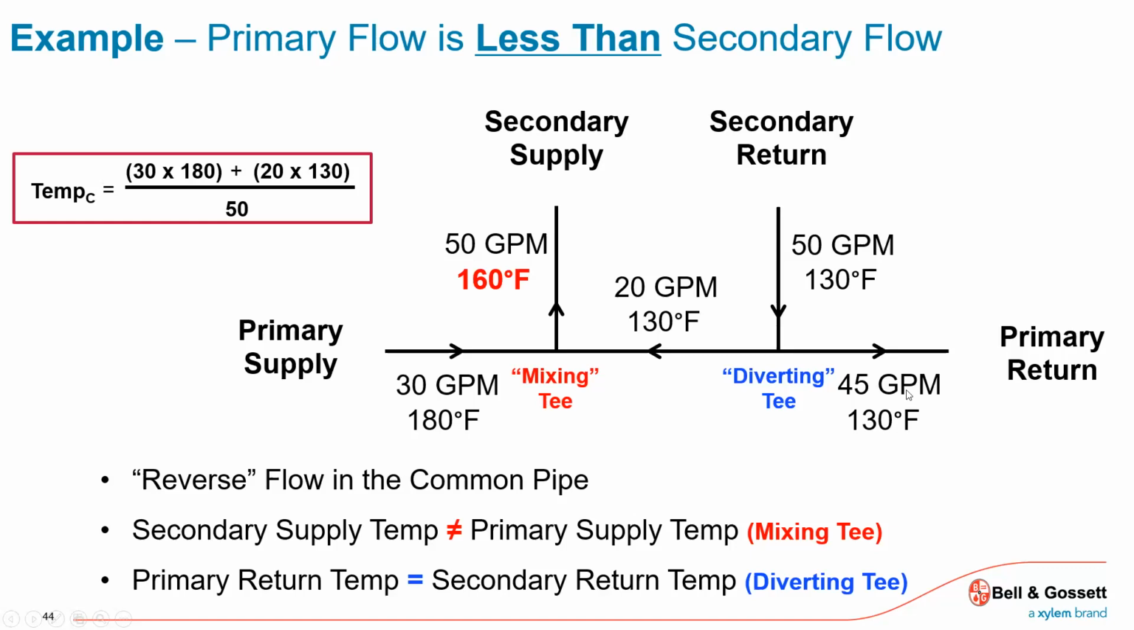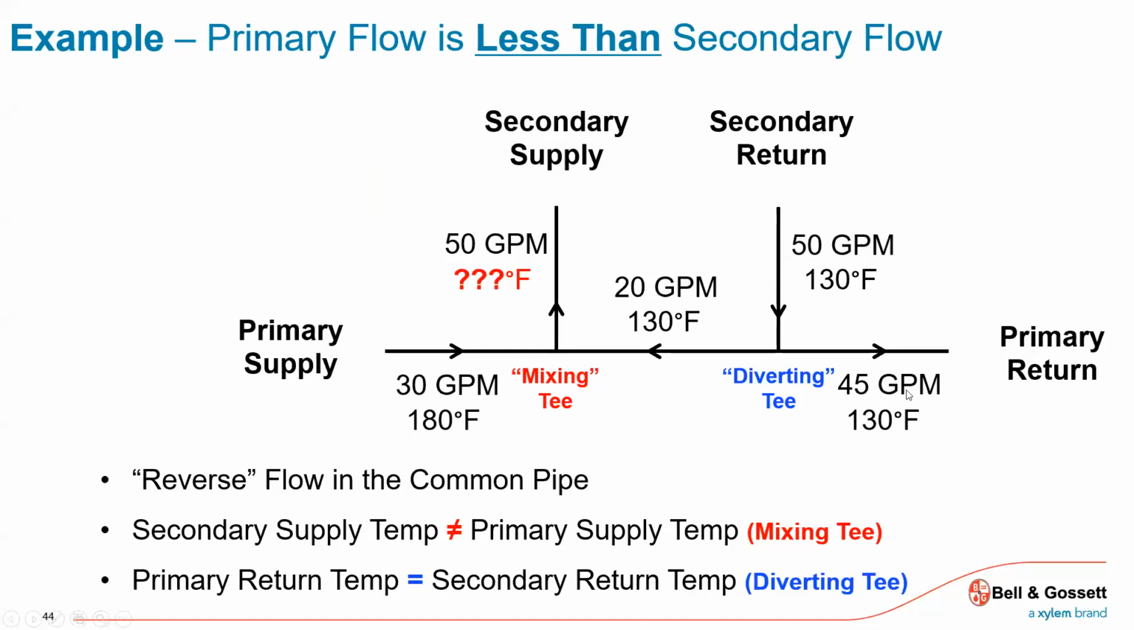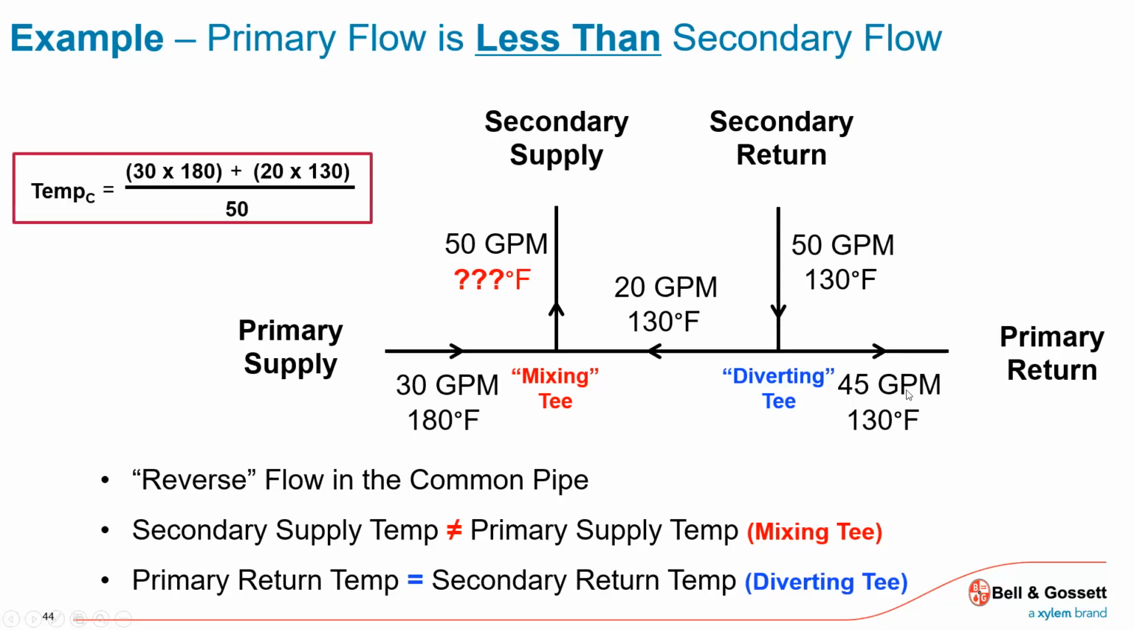So here's just going through the exercise. What do we got here? Primary flow, 30 gallons a minute at 180, is less than the secondary, 50 gallons a minute. What do I need? I've got 30 at 180 and I have 20 at 130. So I have a blended 50 at, you do the math, 160. That 130 coming back. So there's my 30 degree delta T. So they have all kinds of examples of how to use that mixing of different flows and different temperatures.